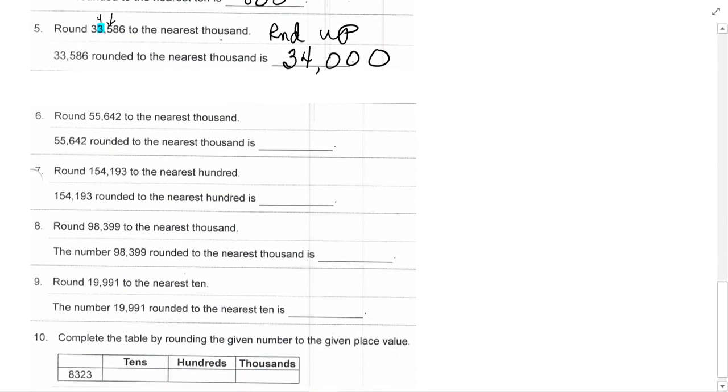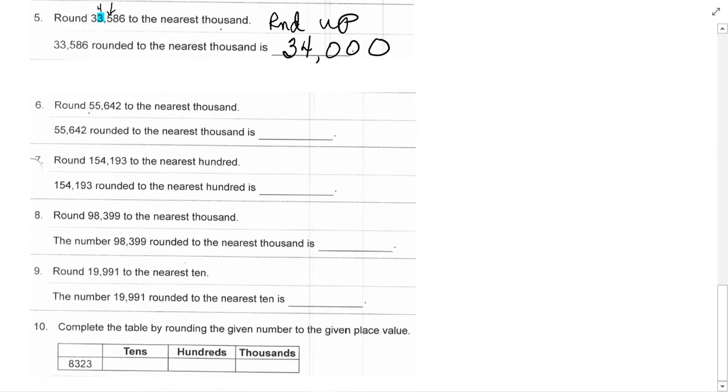All right, number 6. Round 55,642 to the nearest 1,000. What's in the thousands place? A 5. What makes my decision for me? The 6. And the 6 says round up. This 5 becomes a 6. So it will be 5, 6, and then finish it off with zeros.